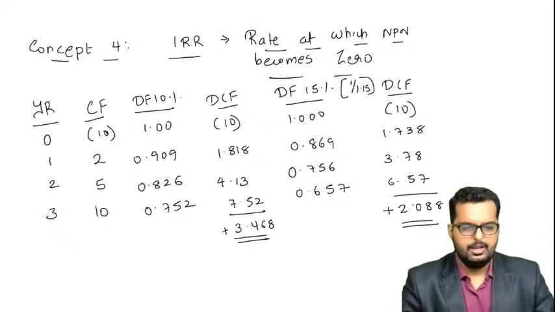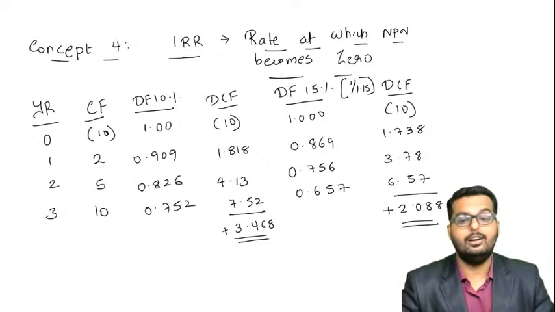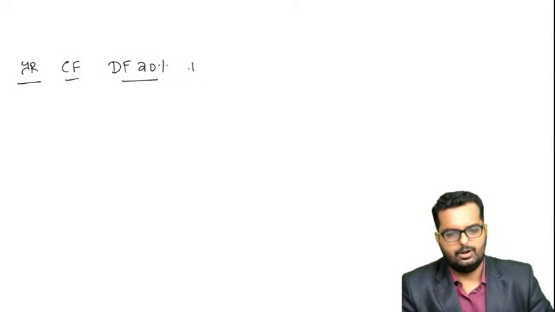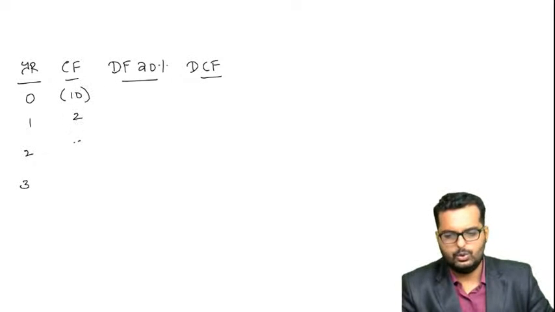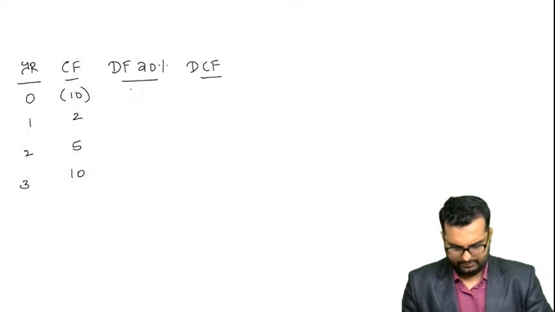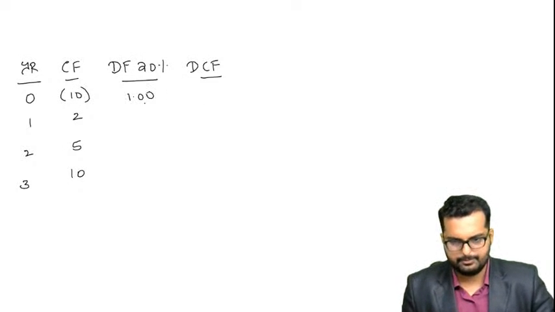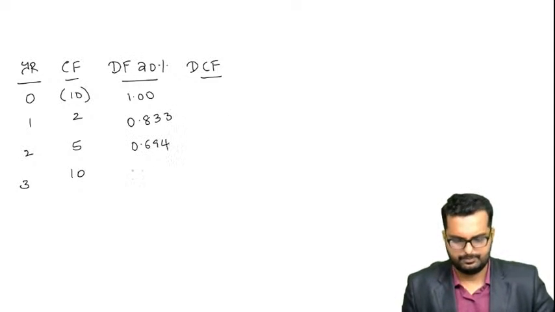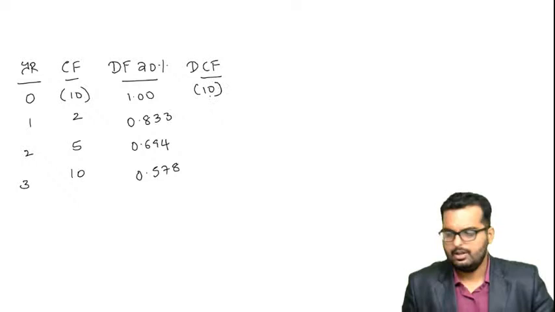Now, here also it's positive, which means I should take the next higher discount rate. I'll take the next page. Here, cash flow. Let me try 20% now. Discounted cash flow. Alright. 0, 1, 2, 3. Minus 10, 2, 5, 10. Let's check for 1 divided by 1.20. It would be 0.833, 0.694, 0.578.